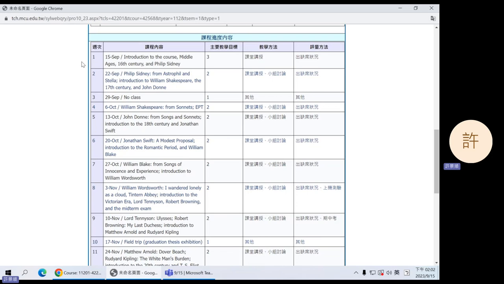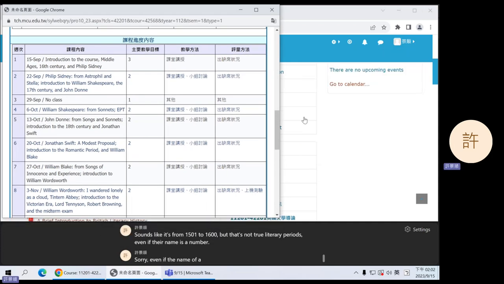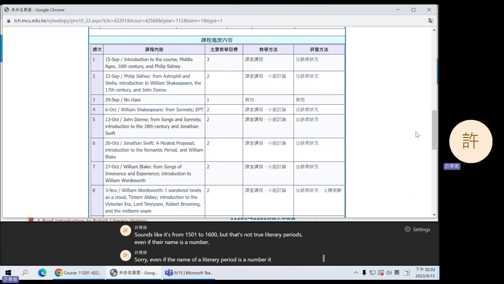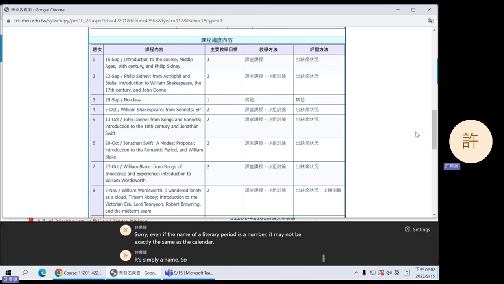Now you may have noticed some of these are named after the year, right? 16th century. It sounds like it's from 1501 to 1600, but that's not true. Even if the name of a literary period is a number, it may not be exactly the same as the calendar. It's simply a name. So for example, the 16th century is from 1485 to 1601, right? Not exactly the same.